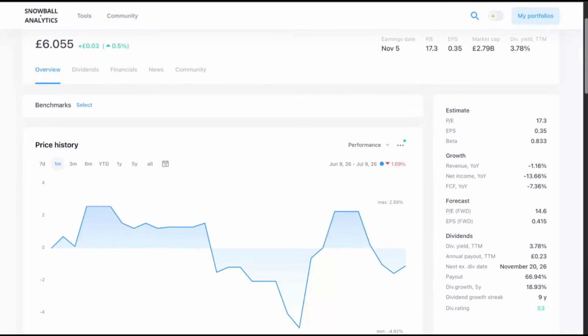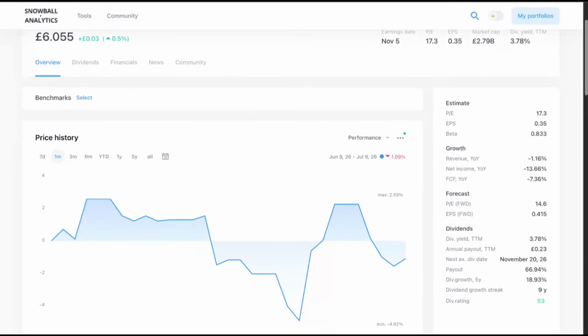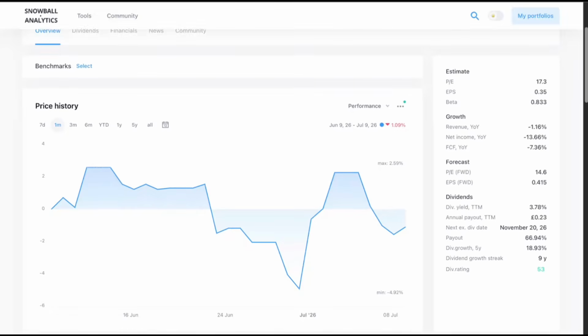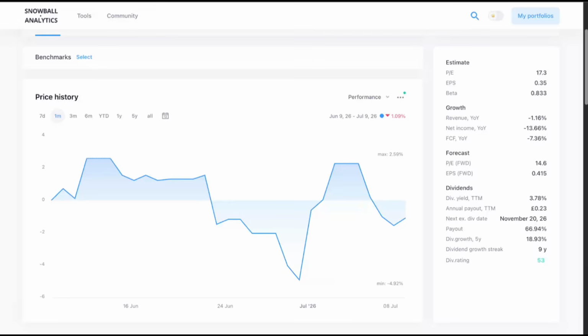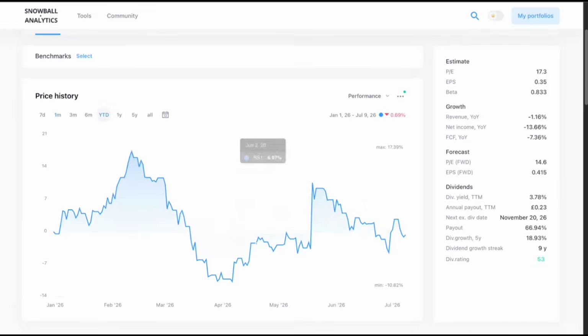I'm then going to be adding to my RS Group position, stock ticker RS1. They're down 1% over the last month, have a dividend yield at 3.78% and a 5-year growth rate at 18.93%, with a very reliable 9-year dividend growth streak. Year to date, it paints a very similar picture, as we can see, basically being flat, but they were up close to 20% earlier in February and then have dropped back down since then.